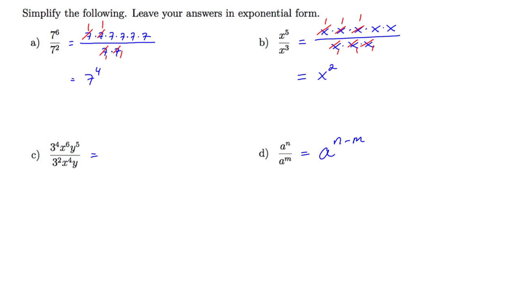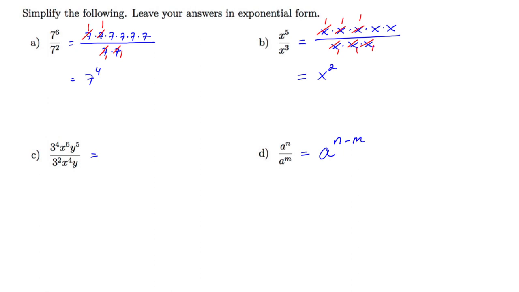We have 3 to the 4th, x to the 6th, y to the 5th, divided by 3 squared, x to the 4th, y. When we work this example, we want to pair the 3's with the 3's, the x's with the x's, and the y's with the y's. What happens with the 3's won't influence the x's, and likewise that won't influence what happens with the y's.